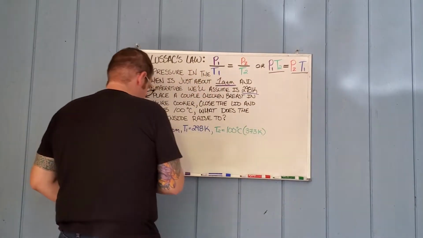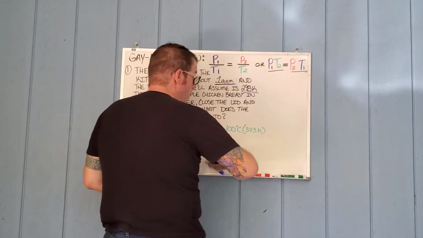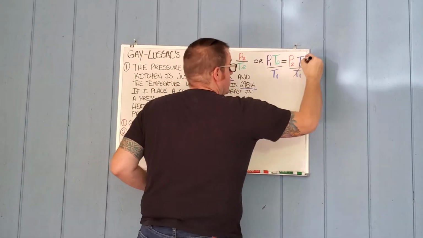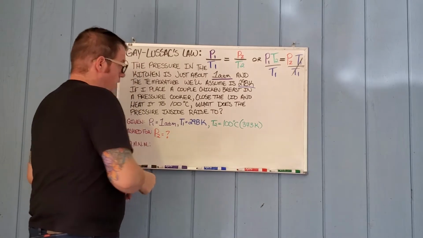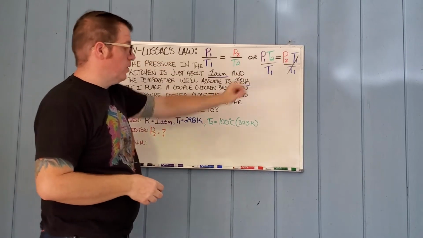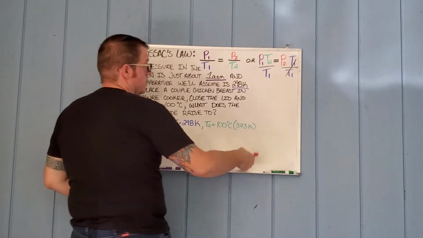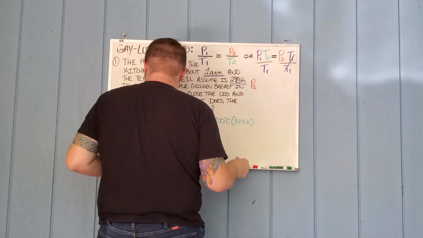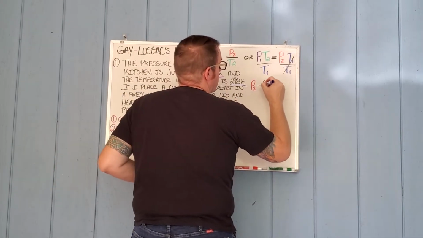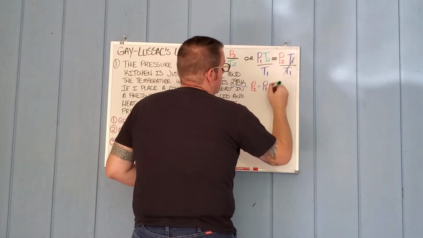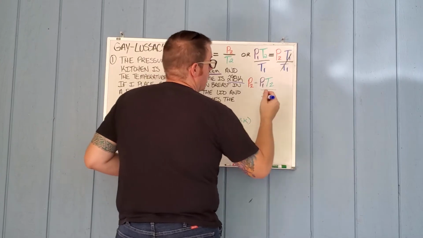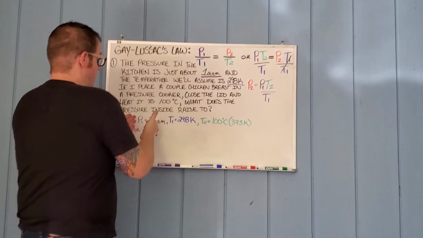My marker's getting a little dry here. Divide both sides by T1. So I have T1 on both sides. In that case, my T1 is going to cancel over there. Okay, so P1 times T2 divided by T1 is equal to my P2 value. Okay, so I can rewrite this simply as P2 is equal to P1 times T2 divided by T1. Then it's plug and play.